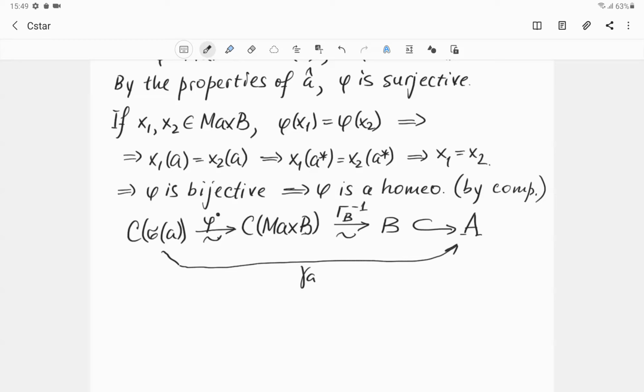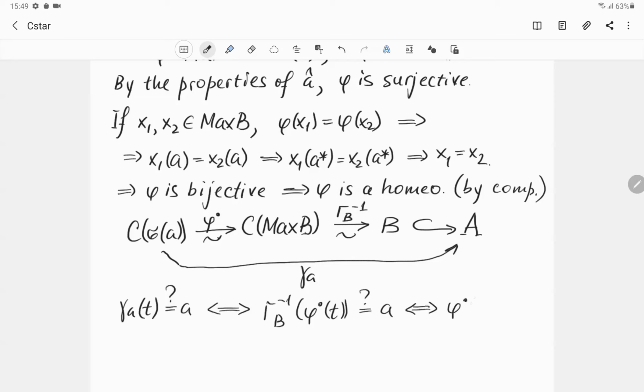That is, it takes little t to A. So we have to check this equality. And why is it so? So gamma is the inverse of the Gelfand transform composed with phi dot. We now apply gamma to both sides. So we have to check that phi dot of t equals a hat. But phi dot of t, by the very definition of phi dot, is t composed with phi.